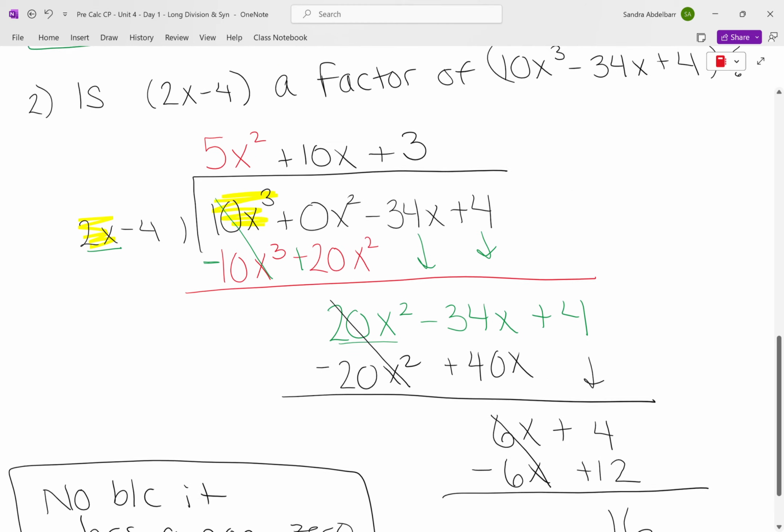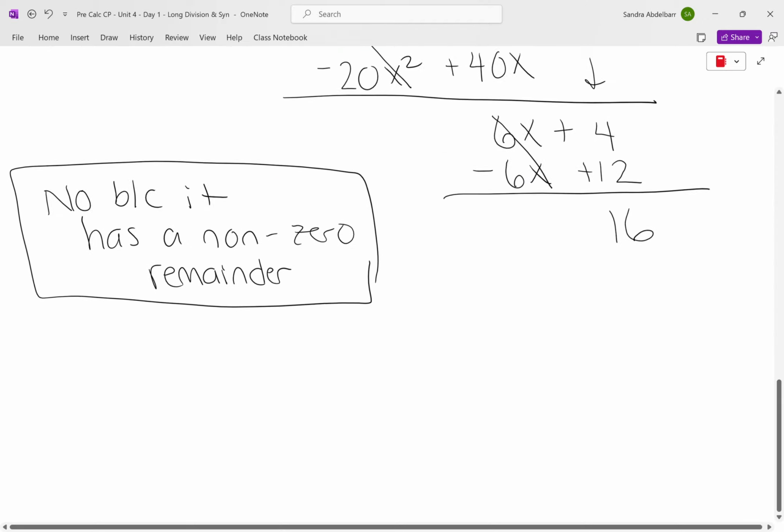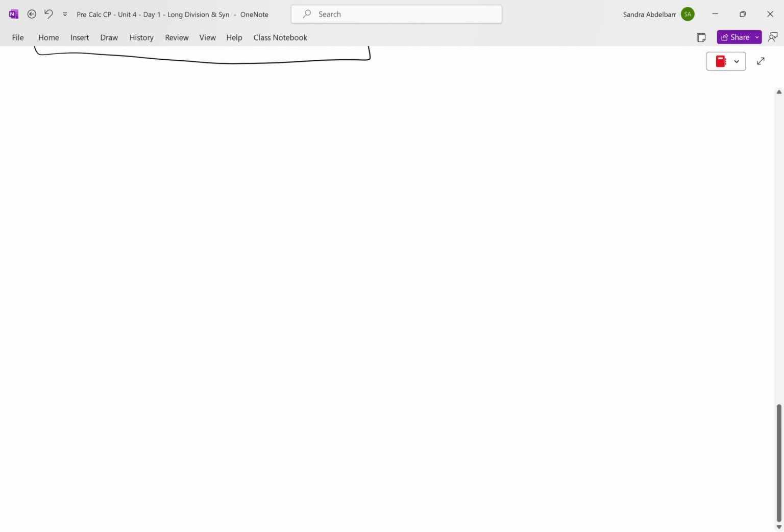Exactly. Is every question going to have you put the quotient and the remainder, or is it going to be ones like this? So some will be like this, where it's, is it a factor, yes or no? And others I'll say, tell me the quotient and the remainder.